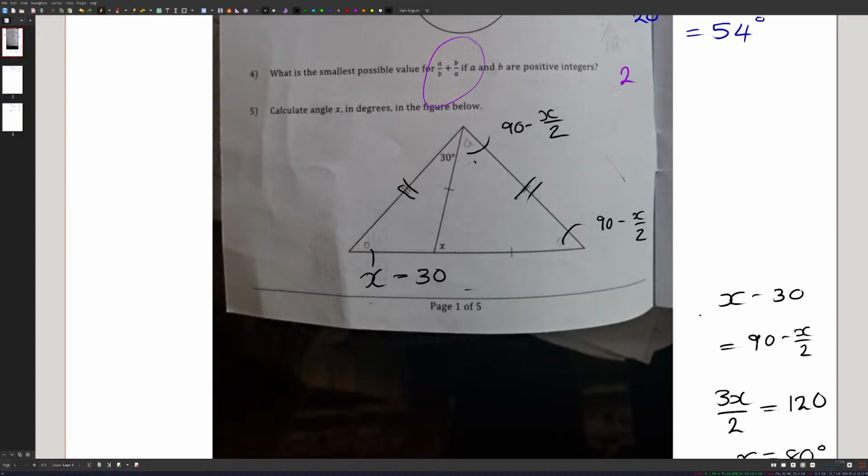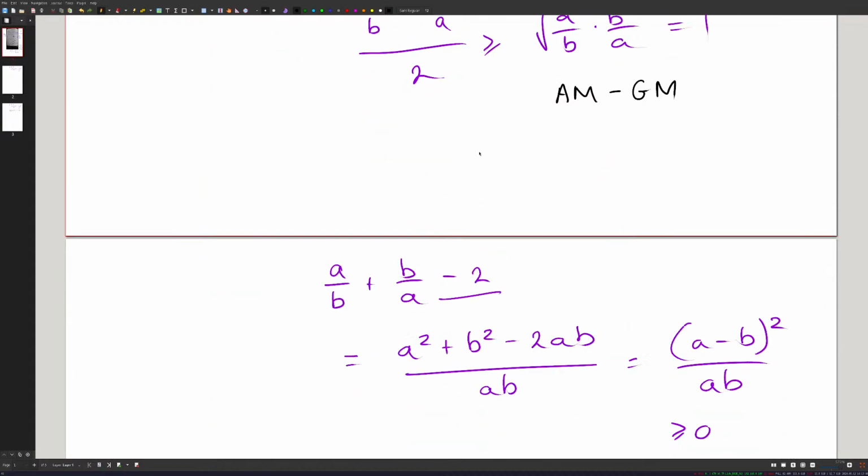Does that work? If this is 80, this is 80 degrees, this is 20 degrees, and this is 10 degrees. 161. No, that doesn't work. Oh, sorry, x is this. This one is the 80 degrees. These are each 50. And this one is 50. Yeah, that works. Okay, that makes much more sense. Can't do maths today. Cool.